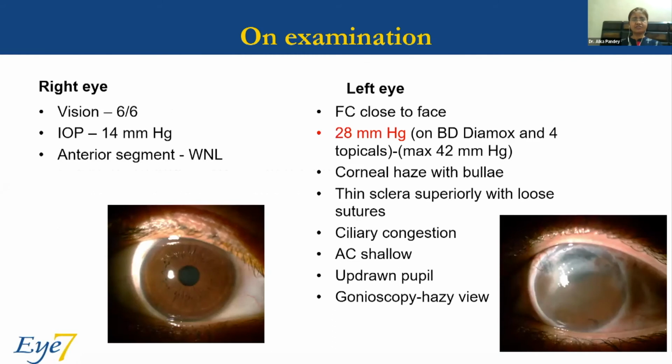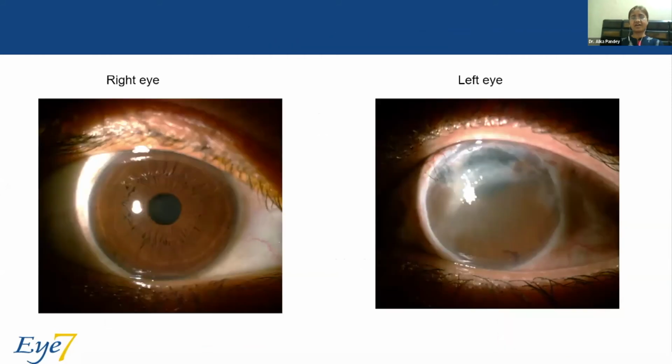On examination, her right eye was essentially normal, but the left eye had very poor vision of finger count close to face. The pressure was high, 28 millimeters of mercury. She was on twice-a-day Diamox and 4 topicals. The cornea was very hazy with bullae superiorly, and the superior sclera where the perforation was, was very thin and scarred. There was also severe congestion present. So this is how bad her eye looked. Look at the left eye.